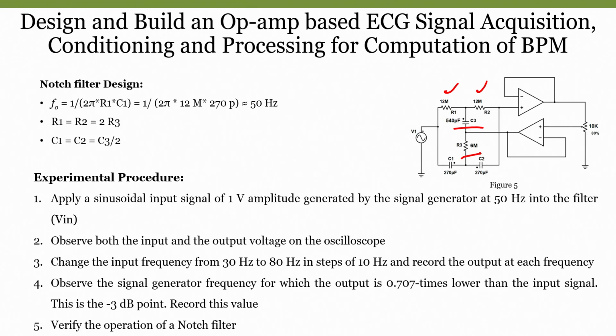Similarly, the relation between R2 and R3 is that the R2 value should be double that of R3, that is, R1 and R2 values are double our R3 value. Since we are selecting R1 and R2 as 12 mega, R3 should be 6 mega, and similarly the C3 value should be double the C1 and C2 values.